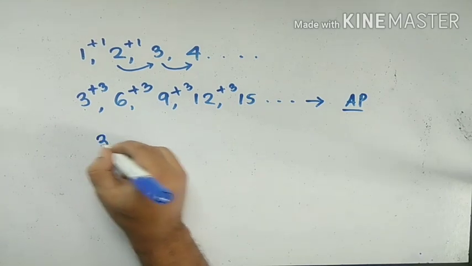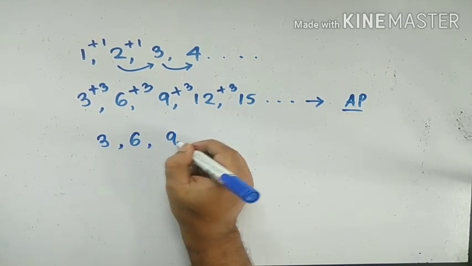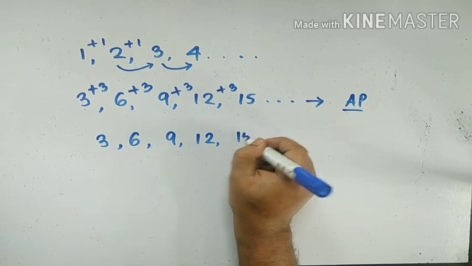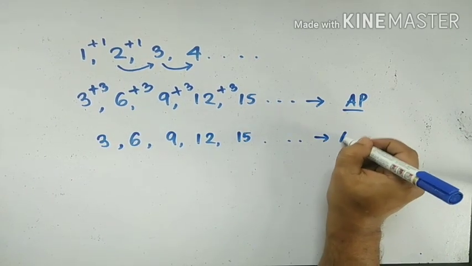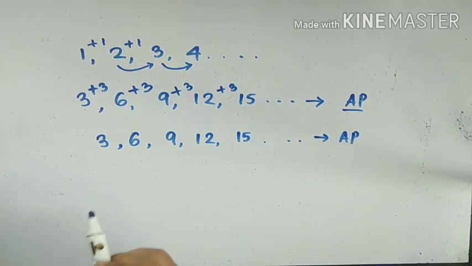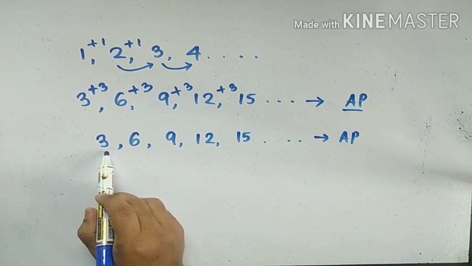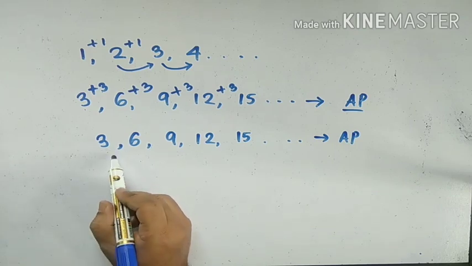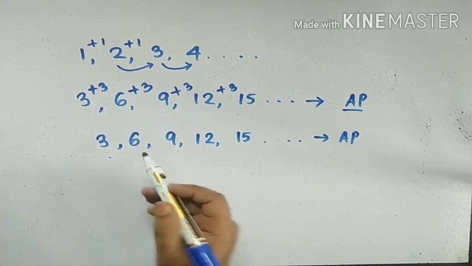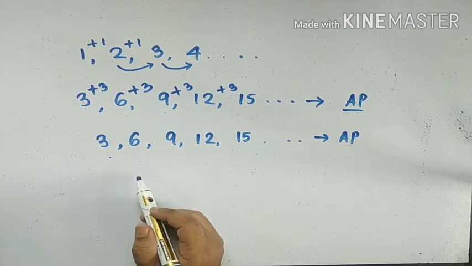Now let's take this example. 3, 6, 9, 12, 15. This is an arithmetic progression. Why is it an arithmetic progression? Because we add a constant number, that is 3 here in this case, and we get the next number.